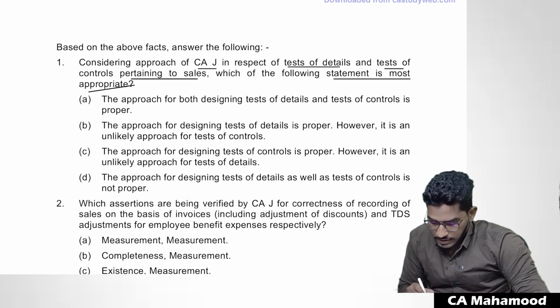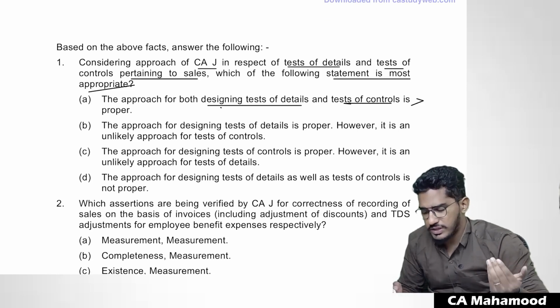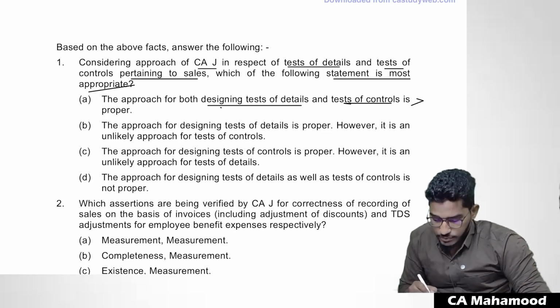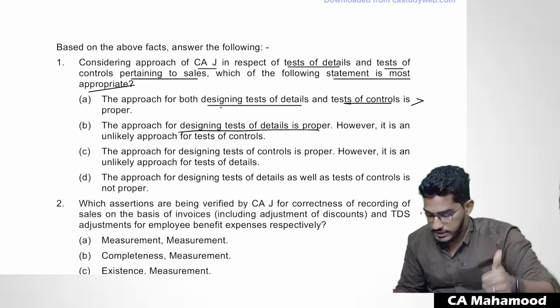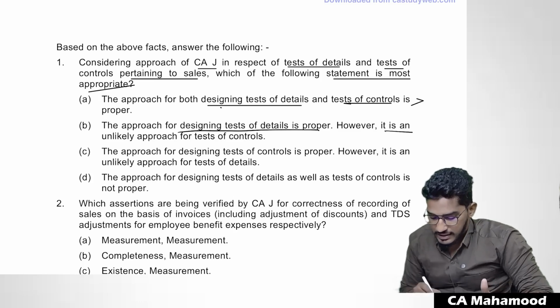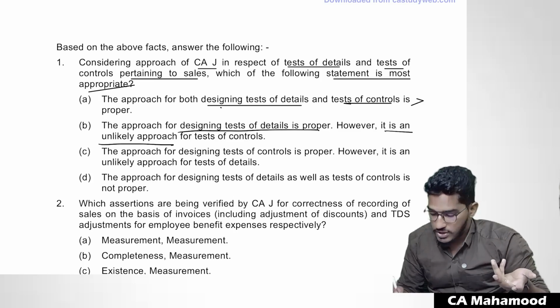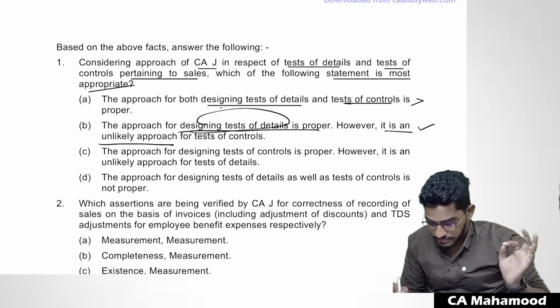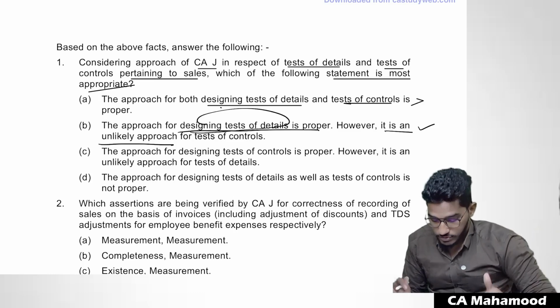Let us see. The approach for both designing test of details and test of controls is proper. Why? Because when it comes to controls, it doesn't have anything. No. Is it proper? No. The approach for designing test of details is proper. He is having a proper approach for test of details. However, it is an unlikely approach for test of controls. When it comes to test of controls, he is in a dilemma completely. So that's why this is a correct option. So designing test of details is perfect only, but not verifying internal controls is not a good thing.